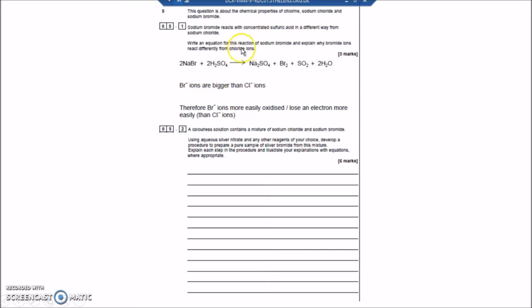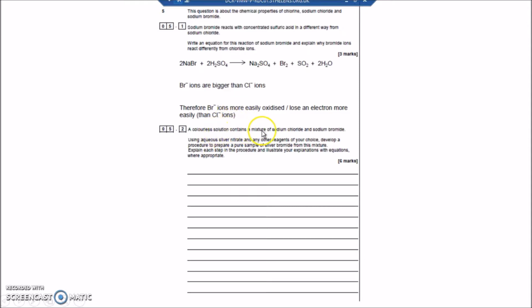Why do bromide ions react differently from chloride ions? It's because they're further down the periodic table, so they're bigger and have more shells. The more shells they have, the more easily they lose an electron because they're larger. So the outer electron is lost more easily because there's more shielding and it's further away from the nucleus.